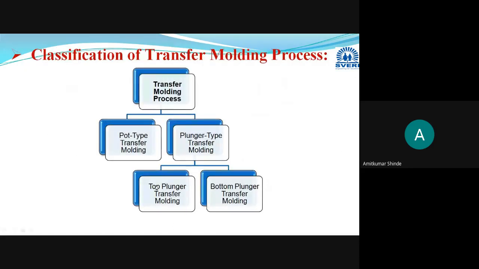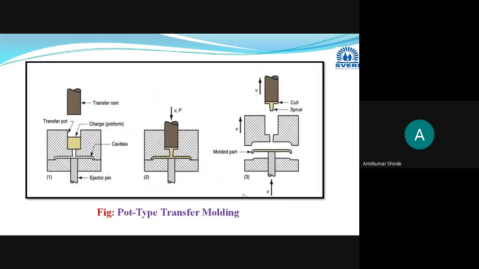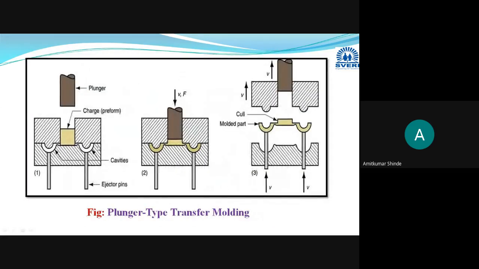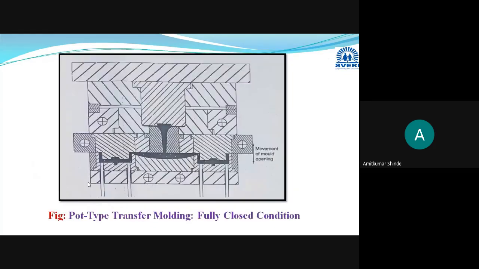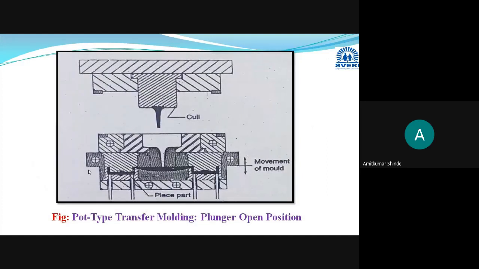These two types I have explained here. This is the top plunger transfer molding process, where the transfer will occur and the movement of the plunger will be in the downward direction. And in this bottom plunger transfer molding process, the movement of the plunger will be in the upward direction. Only this you have to remember here. No specific diagrams are there. As far as your syllabus is concerned, only these diagrams are there. I've searched many books and was able to find these diagrams only. So you can draw these diagrams and explain in sentences the further types of plunger type transfer molding process: top plunger transfer molding and bottom plunger transfer molding.